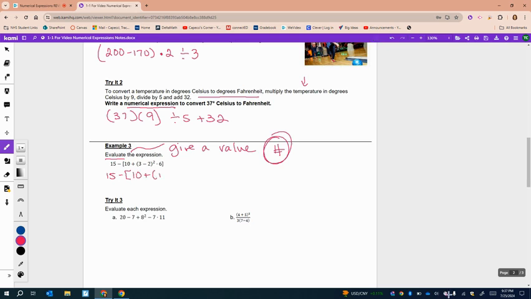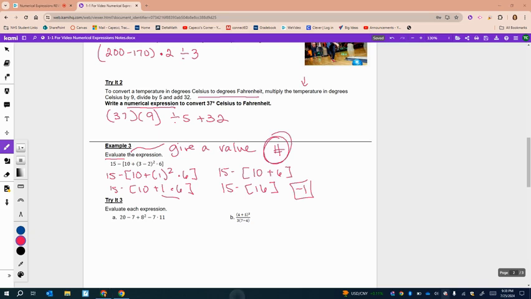So I'm going to take 3 minus 2, which is 1 squared. Continue that. Okay, so we still have my grouping symbols, but within my grouping symbols, I also have a power. So 1 squared is 1 times 6. All right, I'm going to keep going. 15 minus, now my grouping symbols here, multiplication and division comes before addition and subtraction, right? So I'm going to put 10 plus 6. So now I can go left to right. 10 plus 6 gives me 16. 15 minus 16 gives me negative 1. So that's my final answer. That's my value. Okay, let's try some.